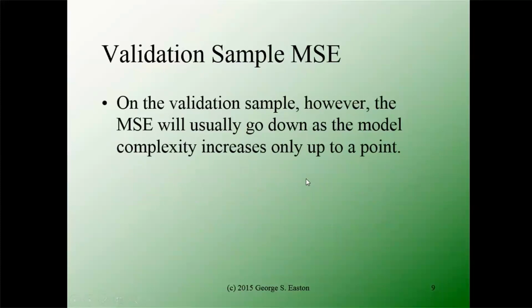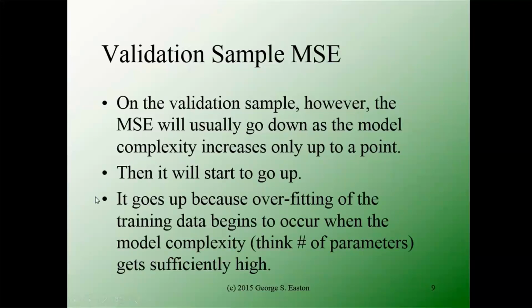On the validation sample, what generally happens is the mean square error will usually go down as the model increases its complexity, but only up to a point. The mean square error is going down initially because the bias is being reduced. But then the mean square error on the validation sample will start to go up, because of the phenomenon of overfitting. And overfitting begins to occur when the model complexity gets sufficiently high that random features of the training data are being fit by the model.